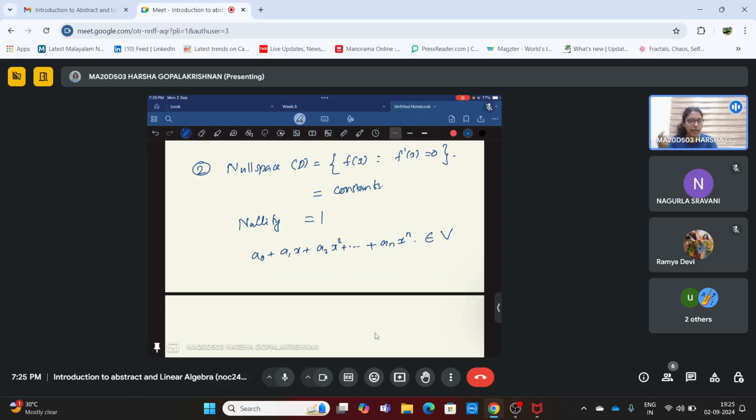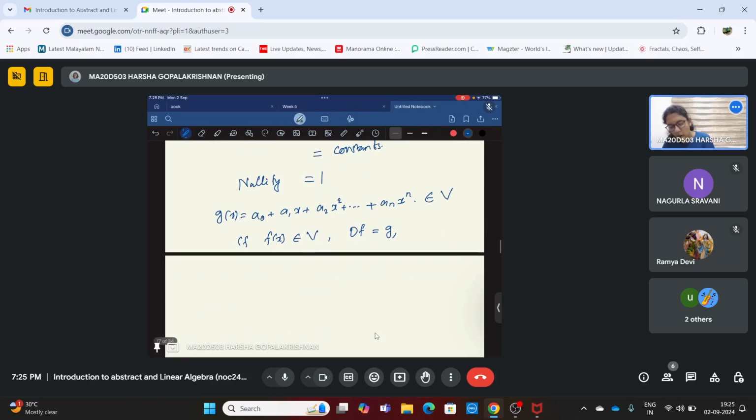Suppose this is my g(x). If I am able to find an f(x) in V such that Df = g, then I am done, right? That means all elements in V have a pre-image. That means every element is the image of some element from V. Now, how can we define such an f? There should be an f such that Df is g for any polynomial g. For example, let us see.